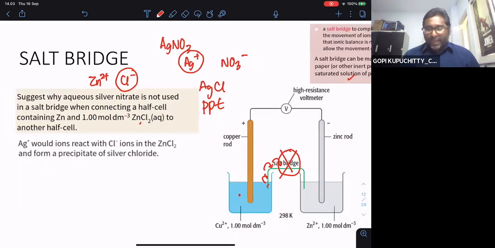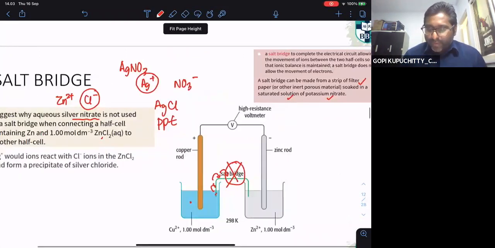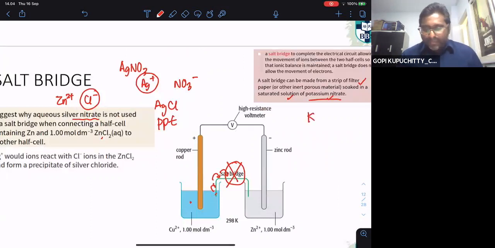So we will suggest: don't use silver nitrate. You don't dip into silver nitrate. The best is to dip in potassium nitrate. Why? All group 1 potassium and sodium salts are soluble, so you won't have that problem. Potassium nitrate and sodium nitrate, you can use them. All nitrate salts also are soluble. So you no need to think, can I use silver nitrate for this, but not this? No need to think. You use these two, and you no need to worry that this salt bridge is not going to work.